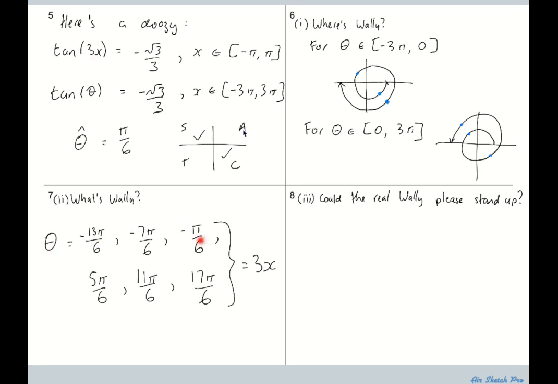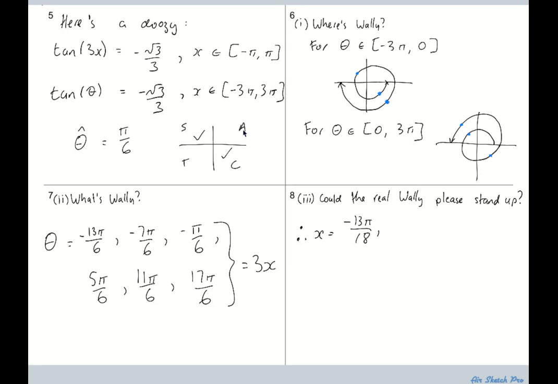We know that each of these values, which we worked out to being theta, is actually 3x. So all we're going to do now is we're going to divide each of these values by 3. And PS, that's effectively multiplying the denominator by 3. So we end up with this. Therefore, x is equal to negative 13 pi on 18. Yeah? All I've done is I've taken the denominator 6 and I've multiplied it by 3. Okay, that's the equivalent of dividing both sides by 3. If you don't get that, ask me later.